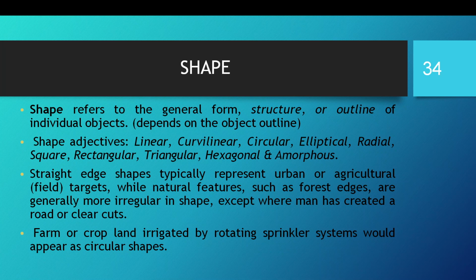Straight edge shapes are often seen in man-made urban areas or agricultural fields, while irregular shapes are common in natural features such as forest. Exception occurs when human activity alters the landscape, like roads or clear cuts. Additionally, circular shapes often indicate farmlands, or square shape indicates farmland irrigated by rotating sprinklers systems. So these are some of the examples. In short, recognizing these shape patterns helps analysts distinguish between natural and man-made features in images.